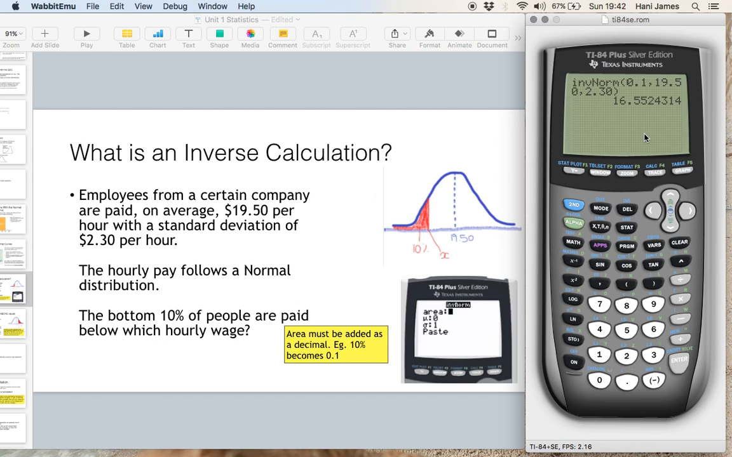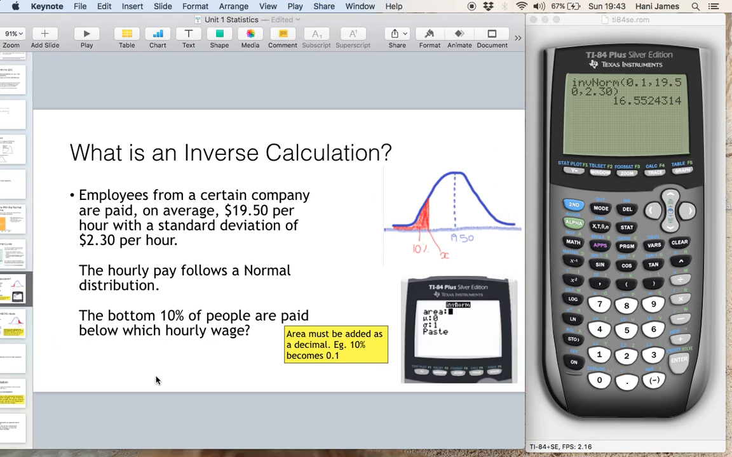You can, of course, always check whether you've got it right by going back to second and vars and using your number here, your 16.55, putting it in with the lower boundary of negative 99999, your mean and your standard deviation, and seeing whether or not you come out with 0.1 for the area under the graph. So you can check yourself by basically doing the inverse of what you've just done.